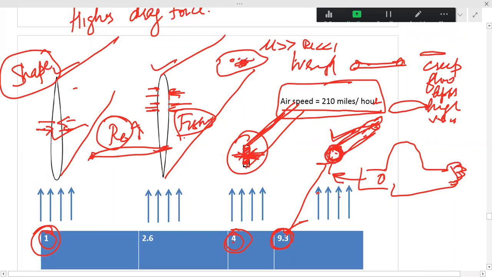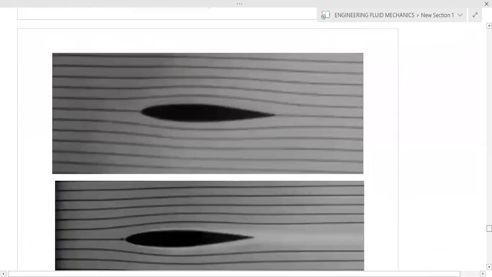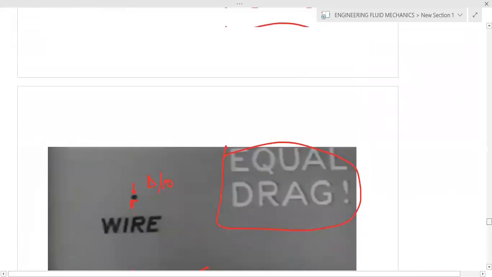Is that clear? So nature has evolved in such a manner to minimize work. Is that clear?